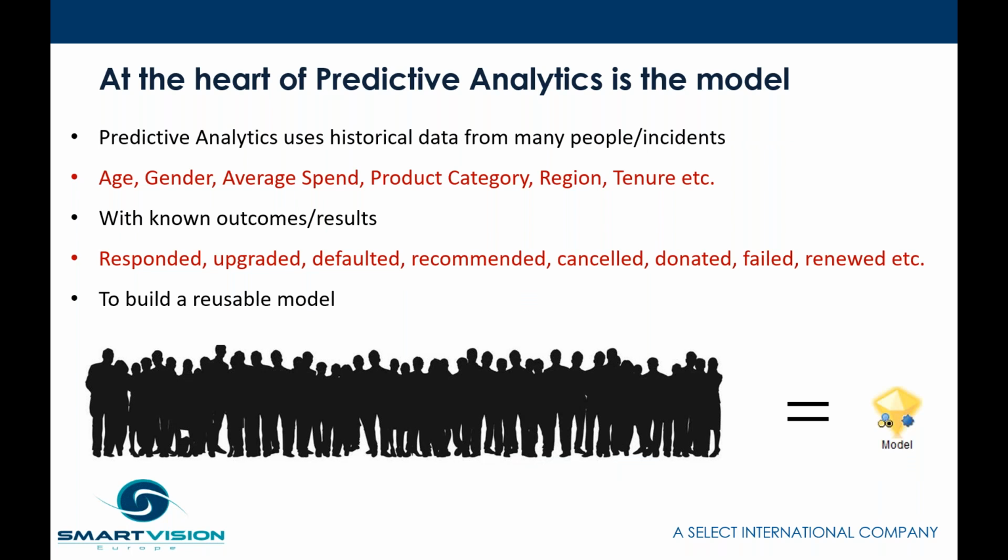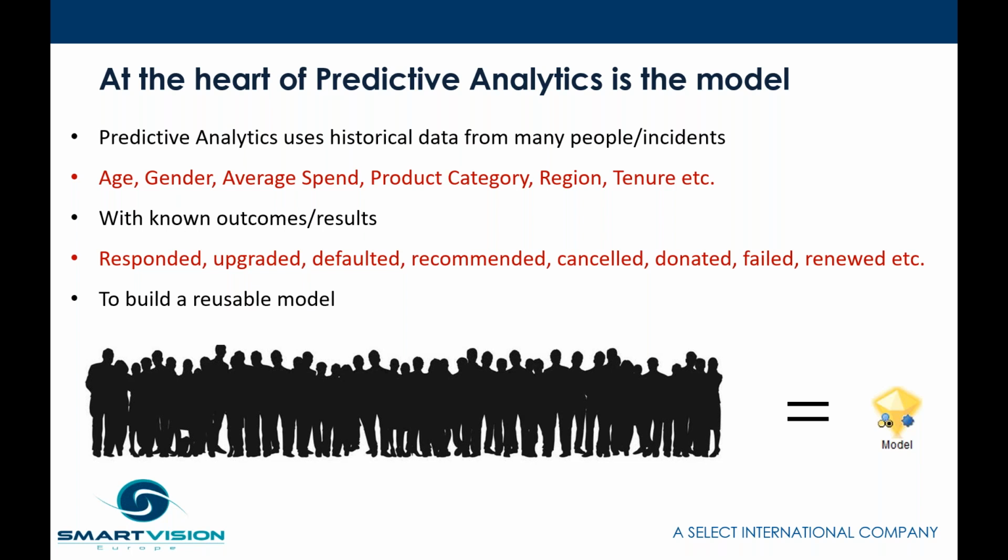So how is this happening? Well, it's happening via a model that is being built. When journalists talk about the algorithms, really what they're talking about are often models, and models are static patterns that are found in data. So predictive analytics is using historical data from people or incidents or equipment of some sort. The sorts of factors it will be using, if we're looking at people-based data, are things like people's age, their gender, their average spend, the product category that they last shopped in, the region where they live, their tenure as a customer.